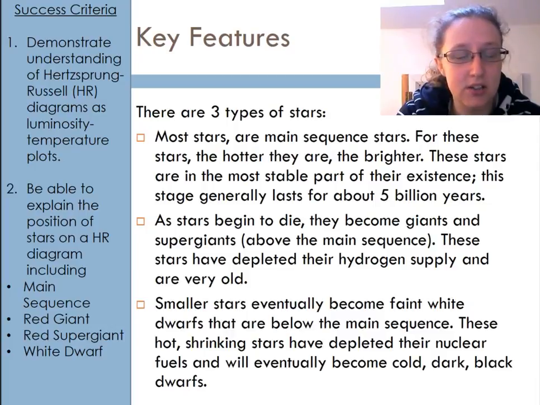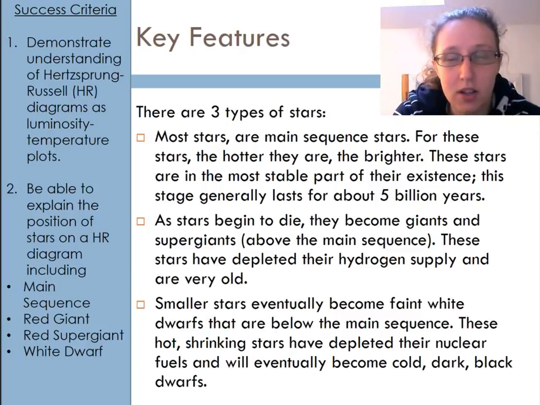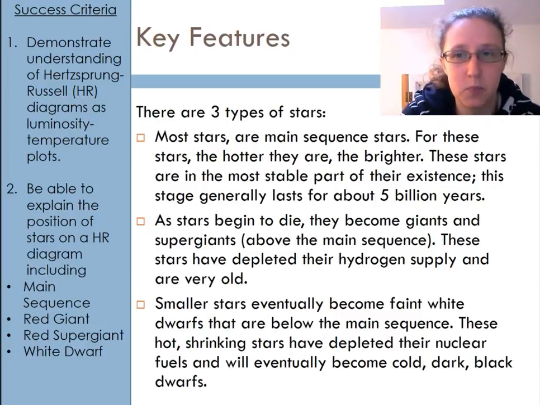And eventually our small stars will drop back below the main sequence when they become white dwarfs, because they won't be very bright at all. They're just dim little chunks of rock that are still emitting a bit of light. So those are the three sections. We've got main sequence down the middle, giants above, dwarfs below.